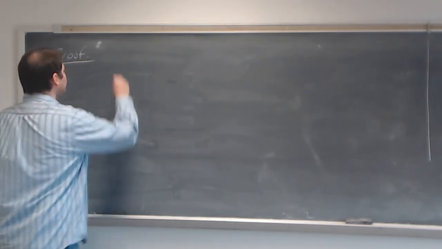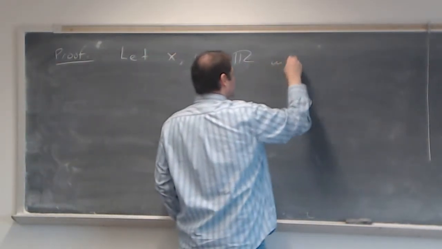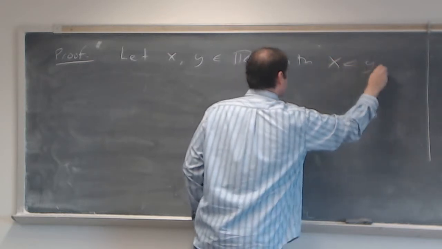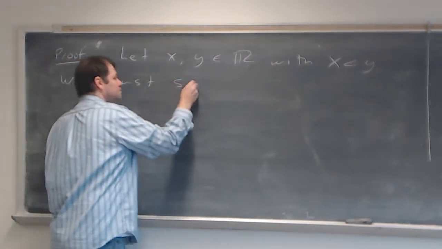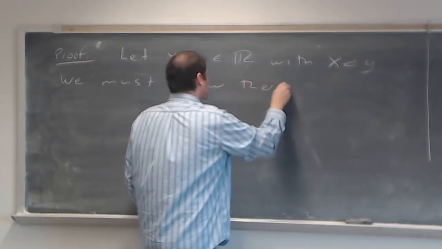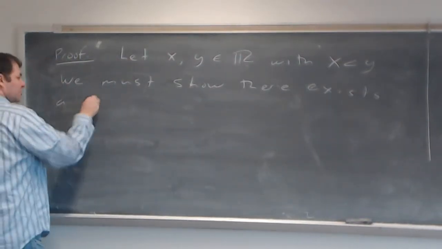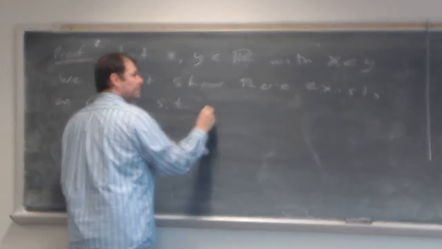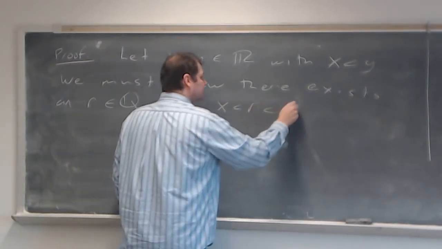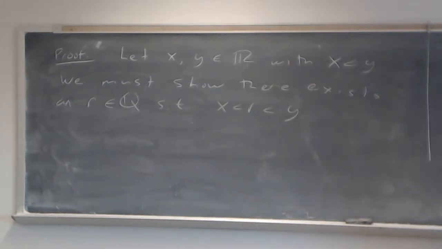Here, let x and y be elements of the real numbers, not the same, with x less than y. We must show there exists a rational number, which I'm going to call r, an element of Q, such that x is less than r is less than y. So r is representing my rational number. That's what I've got to show: that there exists one. I've got to create it.